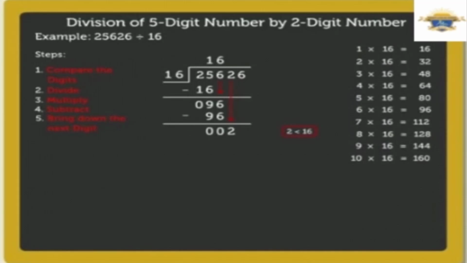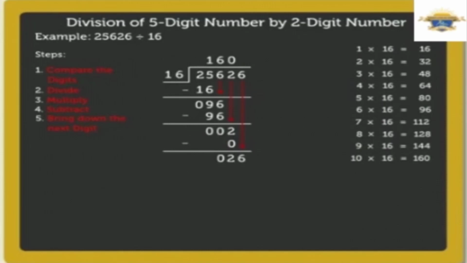Now, 2 is smaller than 16, so we write 0 in the quotient up. Therefore, subtract 0 from 2, which equals 2. Now, bring down the next digit, that's 6.